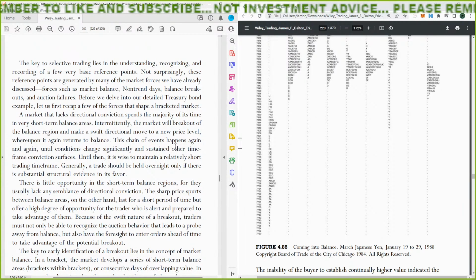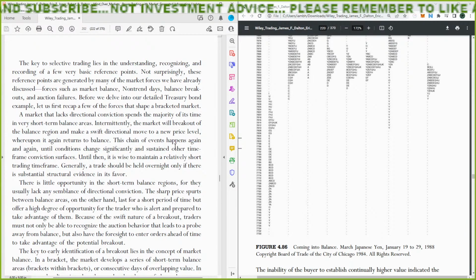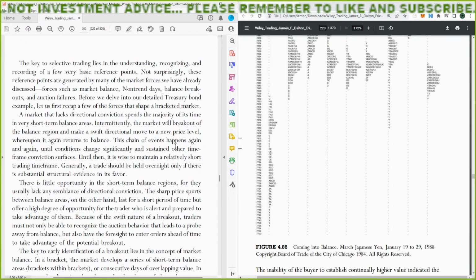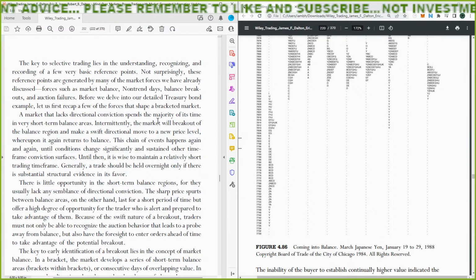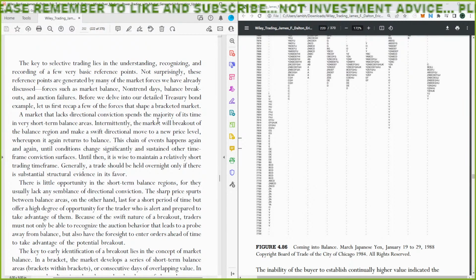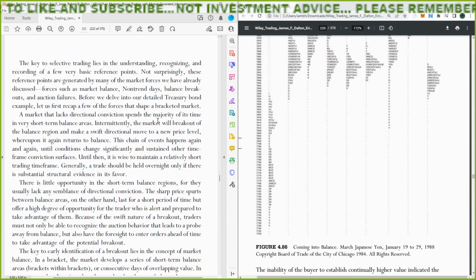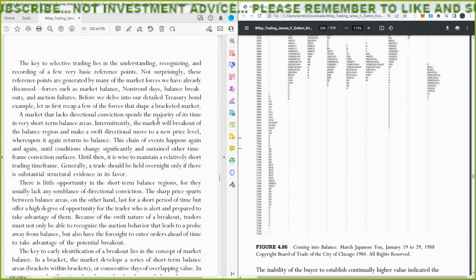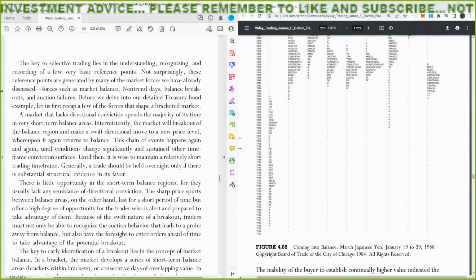Intermittently, the market will break out of the balance region and make a swift directional move to a new price level, whereupon it again returns to balance. This chain of events happens again and again until conditions change significantly and sustained other time frame conviction surfaces. Until then, it is wise to maintain a relatively short trading time frame. Generally, a trade should be held overnight only if there is substantial structure evidence in its favor.